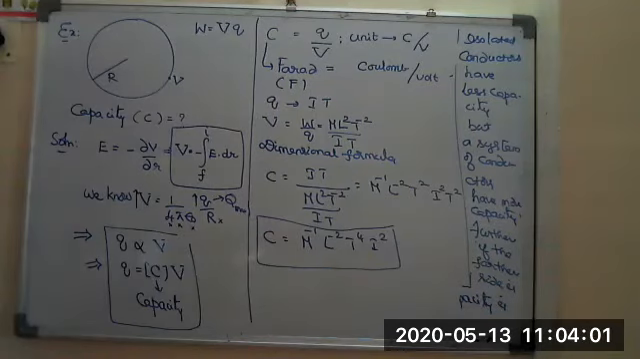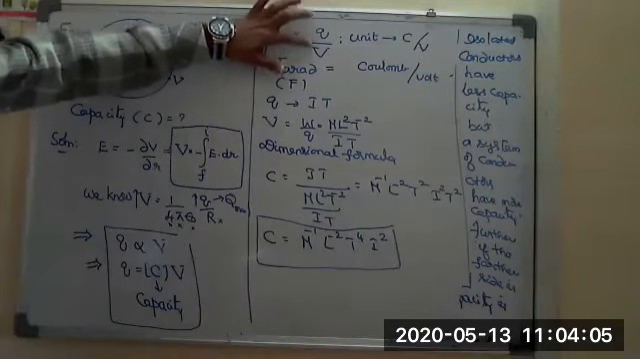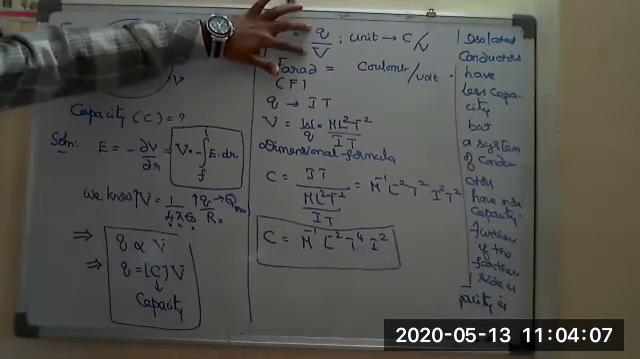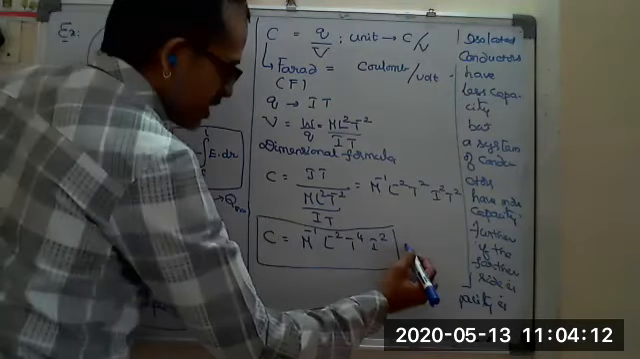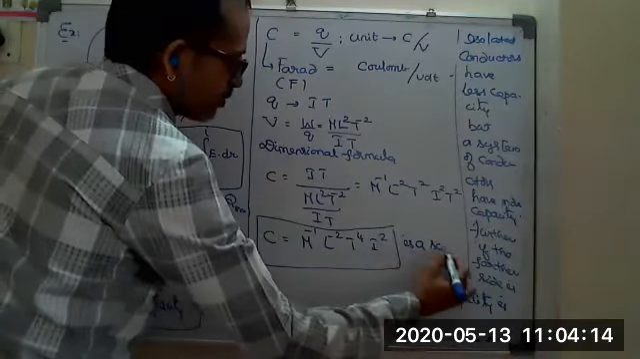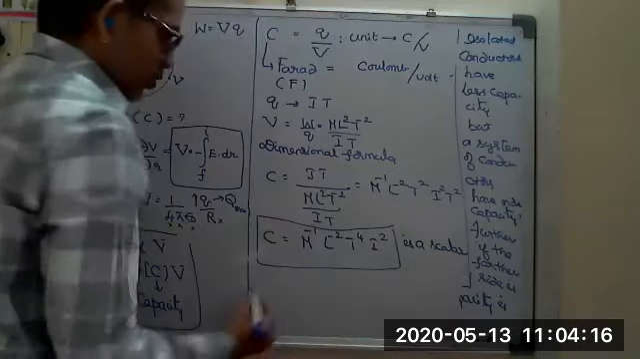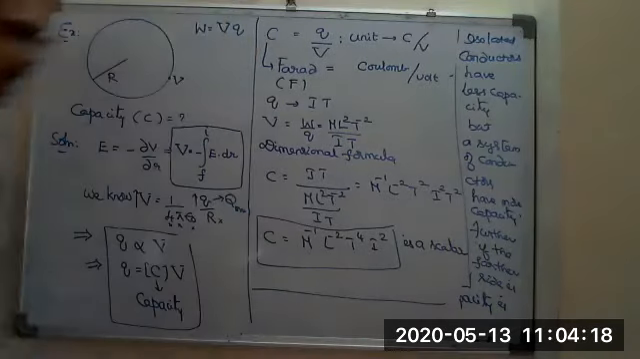And here there is no doubt at all. Why? Because Q is a scalar, potential is a scalar. Scalar by scalar always gives a scalar. So capacity is a scalar. So I explained the fundamental things here.